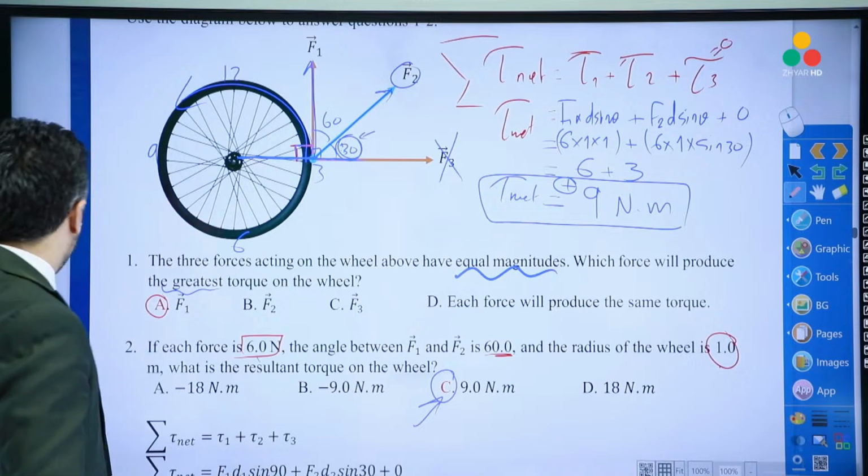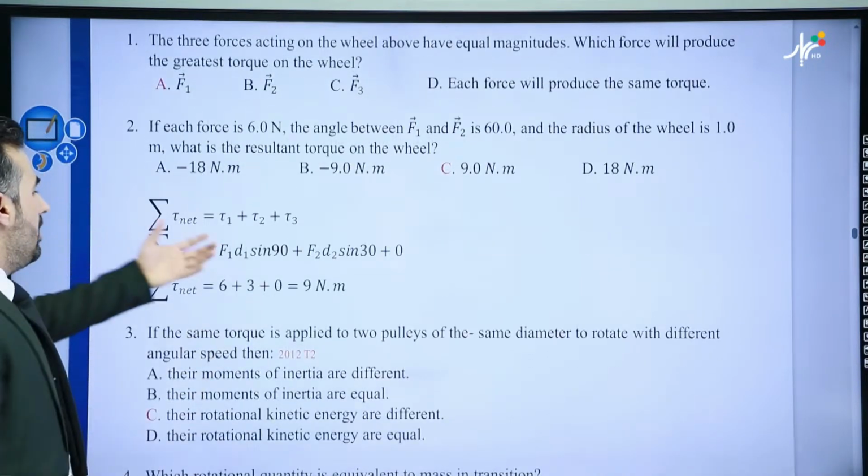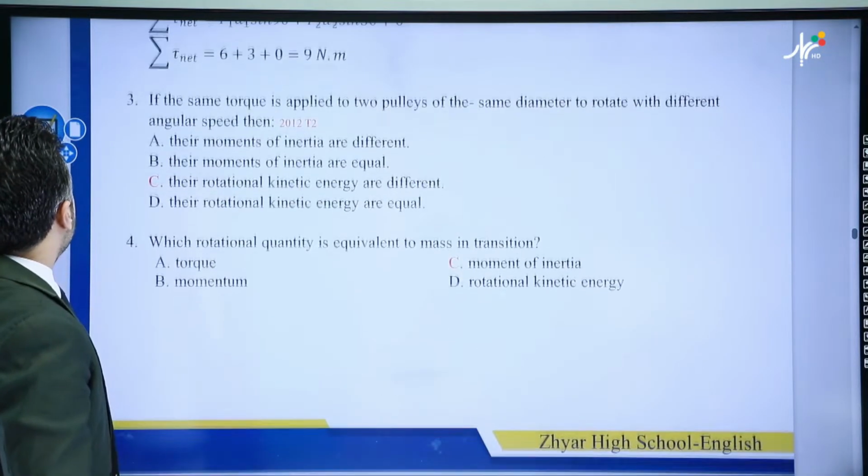Well done. I hope you got it correct. All right, moving on to the next question. And this is the solution here. Moving to the third question.